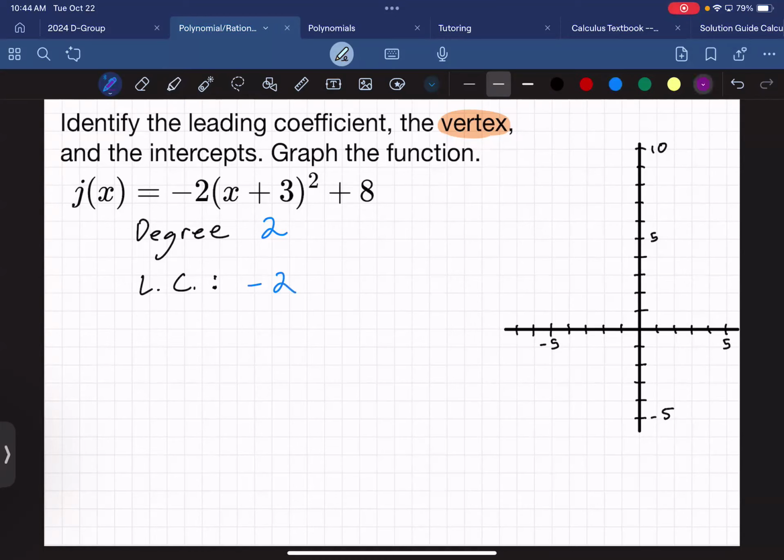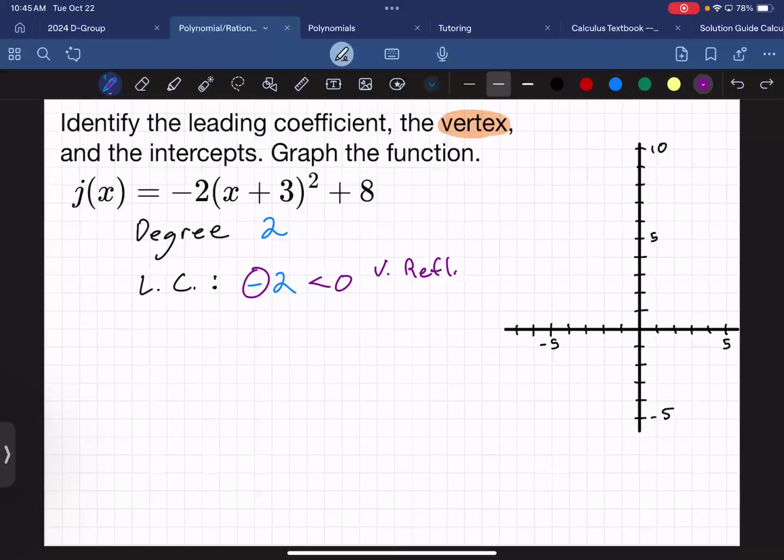So what does that tell me about the graph when it comes to reflection? Is there or is there not one? Since this is negative, there is a vertical reflection. That means when I go draw my graph, it better look something like that.